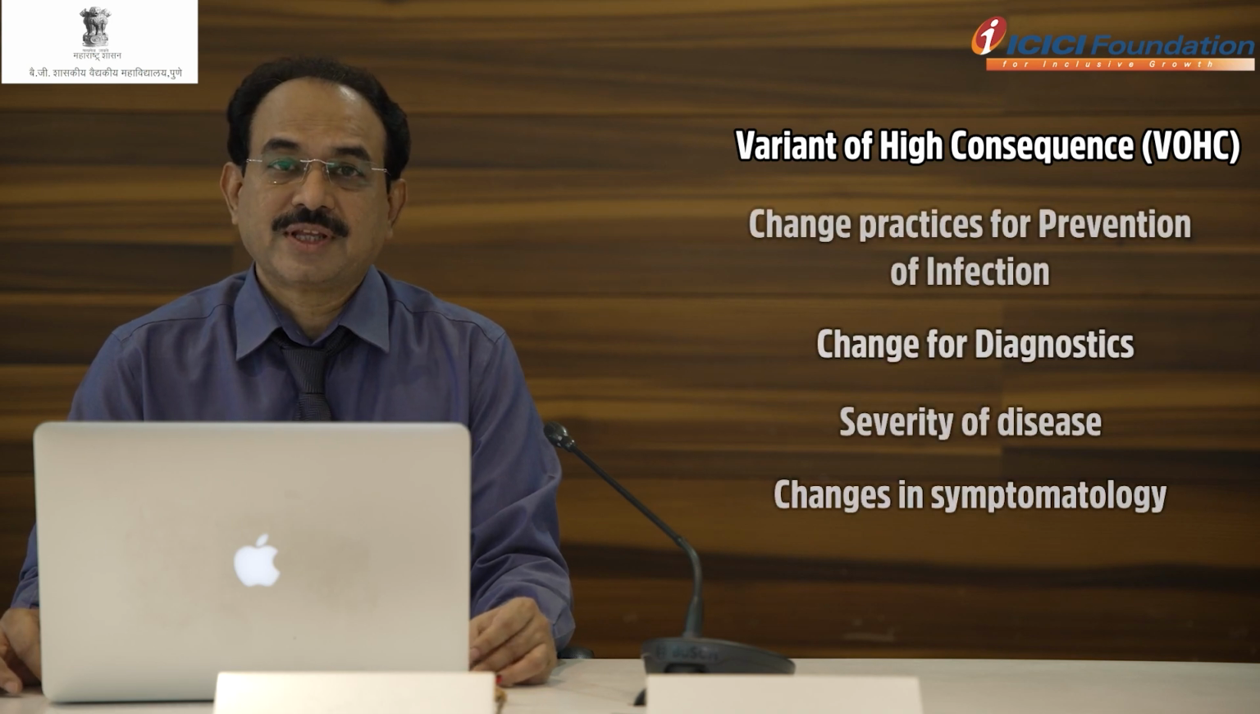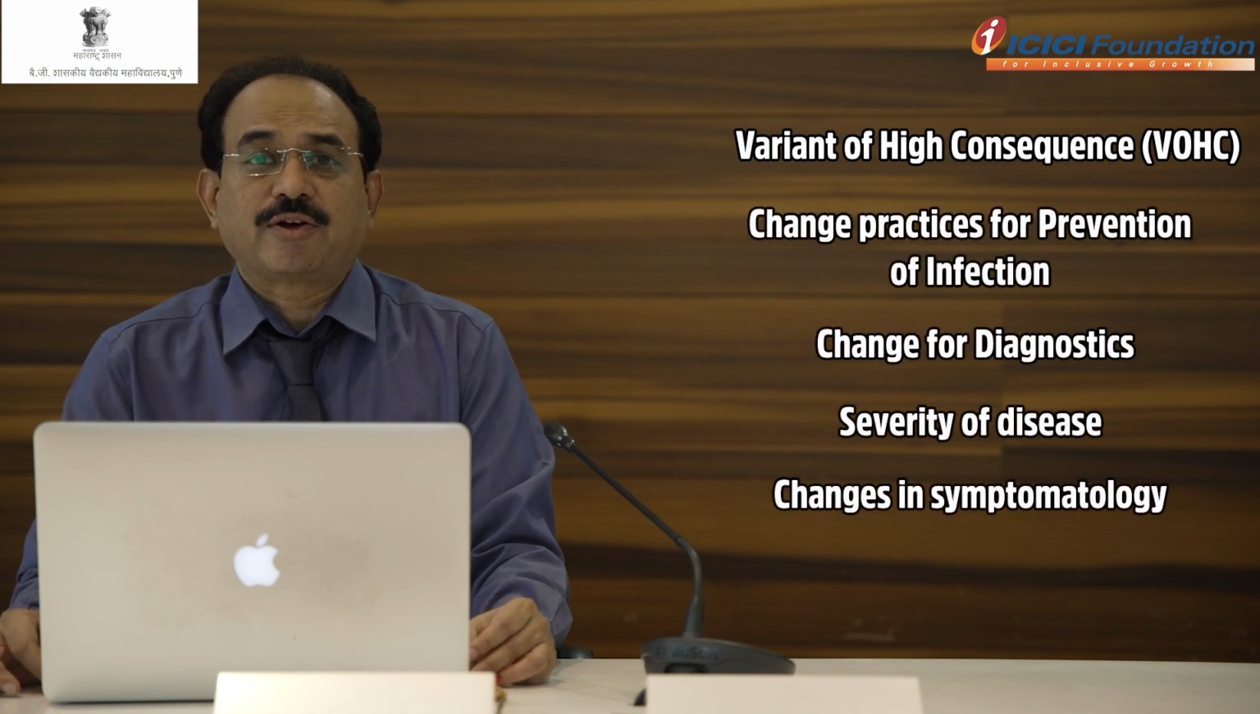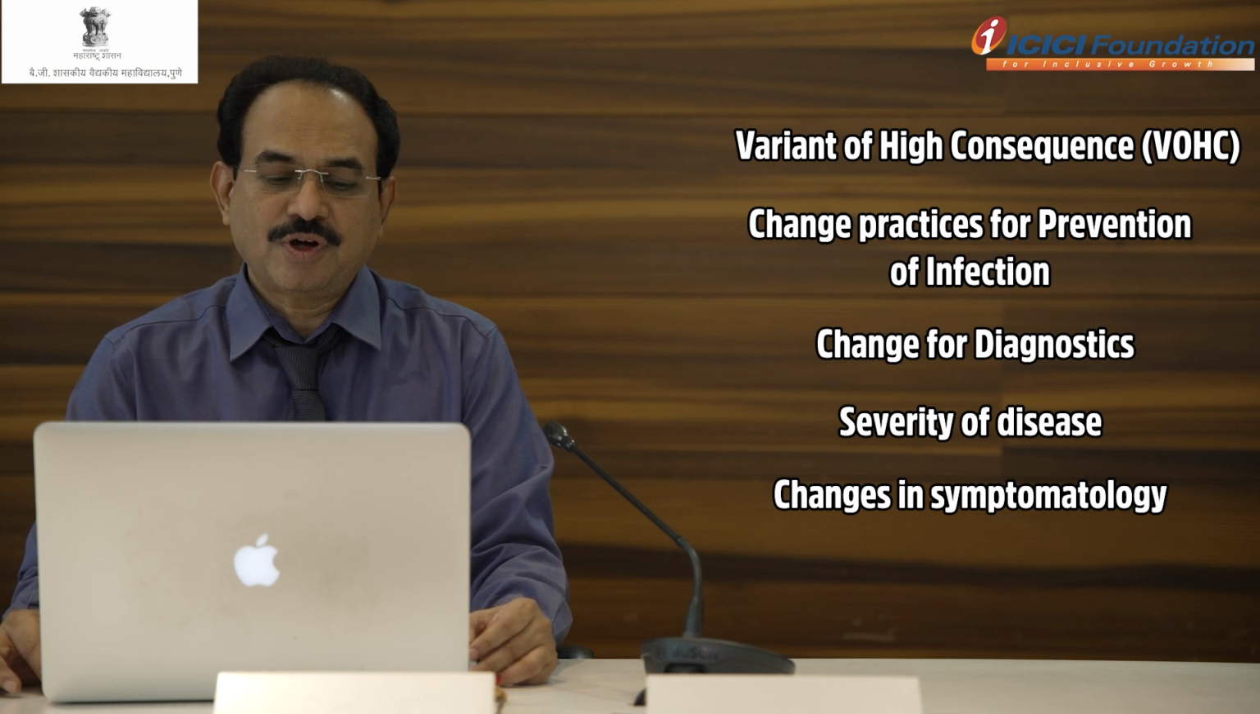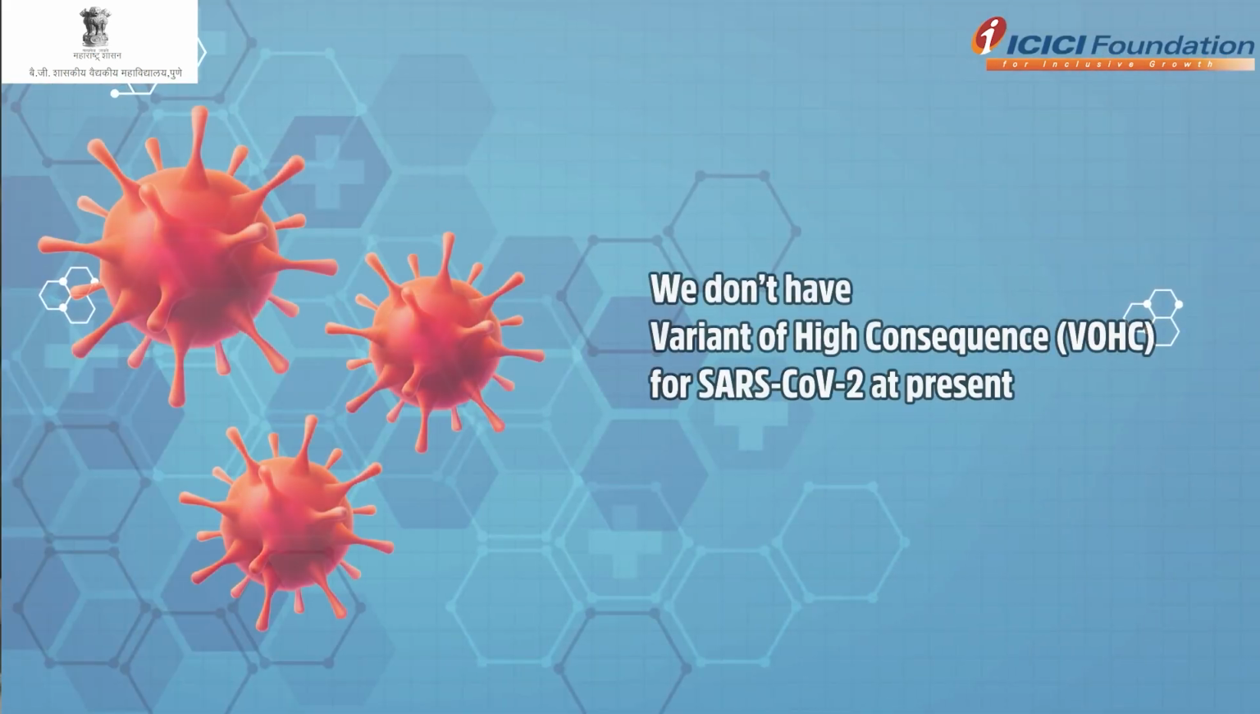Lastly, you have a variant which can be called a variant of high consequence. Now, a variant of high consequence is one which leads to a change in the practices for prevention of infection, a change in diagnostics, causes a very severe type of disease, or changes in the symptomatology. When all these things happen, we would call it a variant of high consequence. But the important thing is that we don't have a variant of high consequence of SARS coronavirus 2 at present.